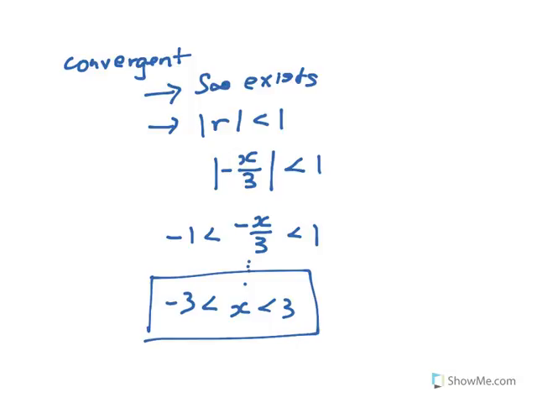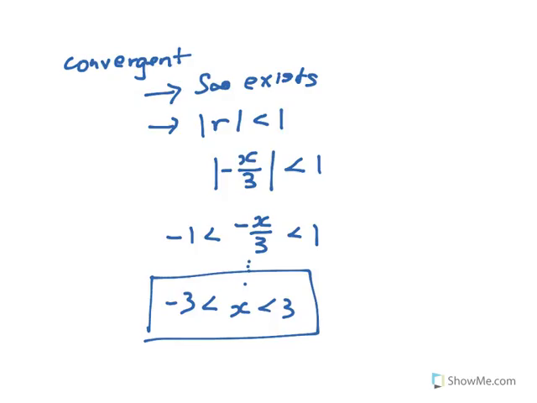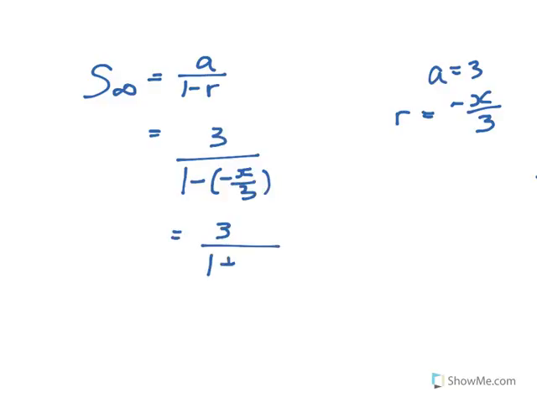So that answers the set of possible values of x. And what's the sum to infinity? Using the quick formula, it's a over 1 minus r. As we know, a is equal to 3 and r is equal to negative x over 3. Plugging in these two values, we have 3 over 1 minus negative x over 3, which is 3 over 1 plus x over 3. Multiply the top and bottom by 3, and we get 9 over 3 plus x. And that's the end of BMQ question 5.